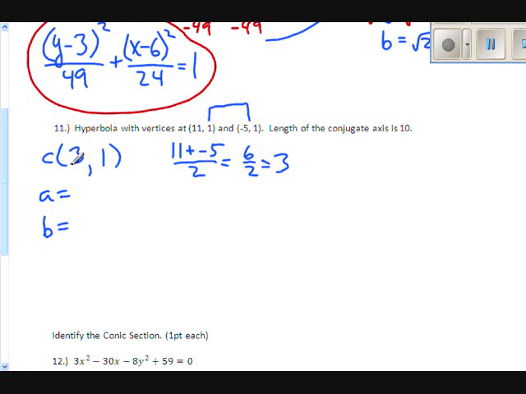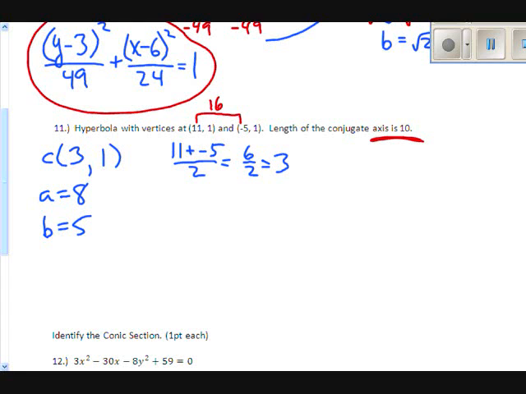And now the A value deals with my transverse axis, which is between the vertices. So the distance between these two is 16 units. So half of that would be 8. So that's my A value. And then it says that the length of the conjugate axis is 10. Well, if the conjugate axis is 10, it means the B value is 5. Now I've got everything I need.